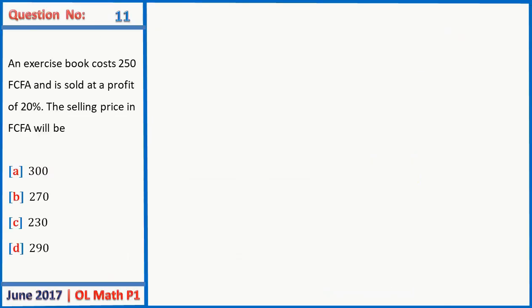Question 11. An exercise book costs 250 FCFA and is sold at a profit of 20%. The selling price in FCFA will be... Selling price is the same as cost price plus profit. It can also be calculated as selling price equals percentage selling price times cost price. Note that cost price is always equal to 100%. If there is a gain, it means selling price is more than 100%. So this gives us percentage selling price to be 120%.